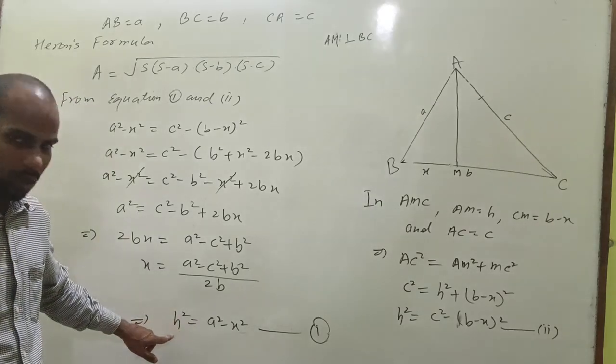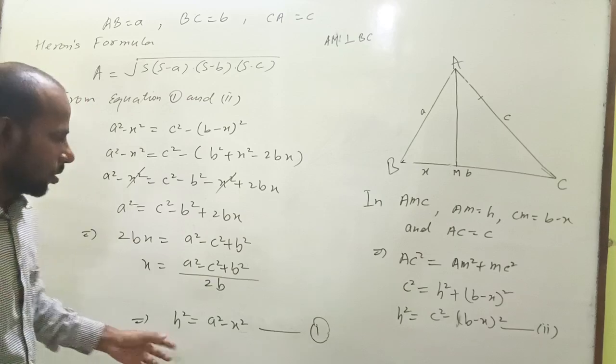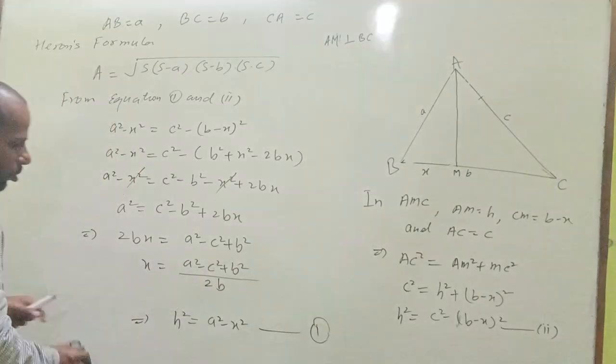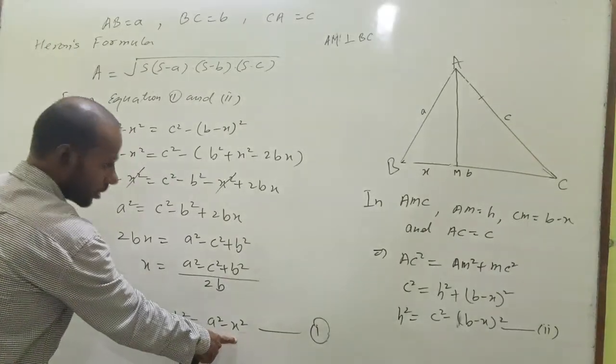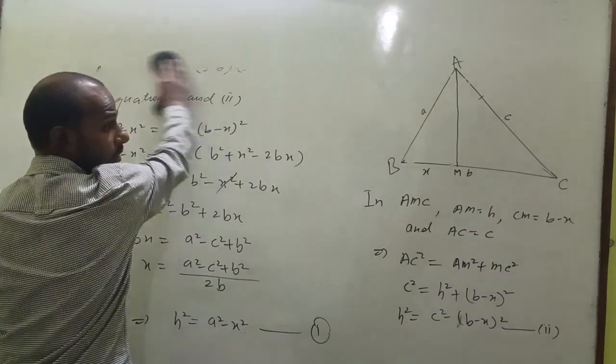Find the value of h square and then certainly the value of h. Okay, so the value of x is (a square minus c square plus b square) upon 2b. We will put this value over here, so here for the calculation to go.